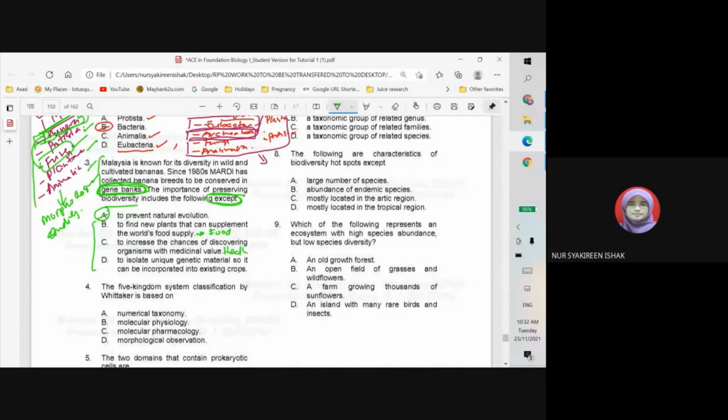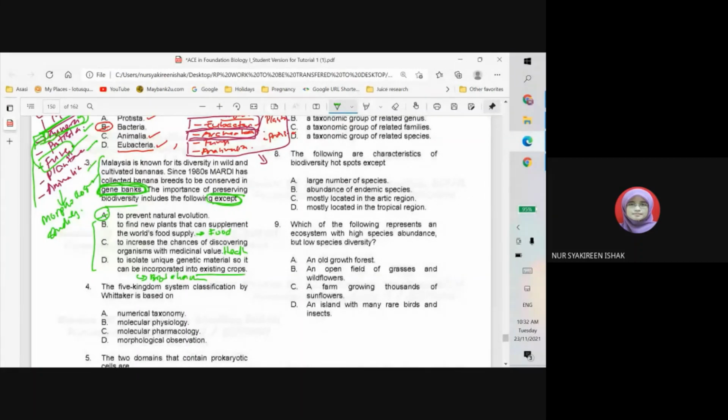So and then to isolate unique genetic material so it can be incorporated into existing crops. Ini under biotech punya point tu, biotechnology. So it means that you want to develop new crops that has better feature, such as for example it can resist certain infection by certain parasite, or certain infection by certain insect.